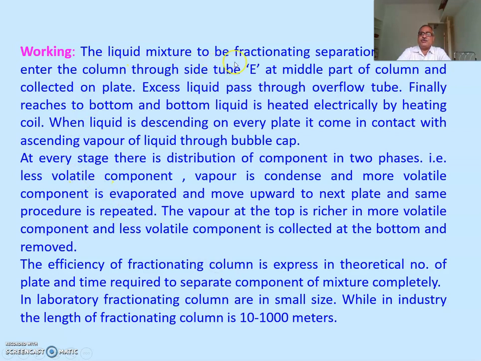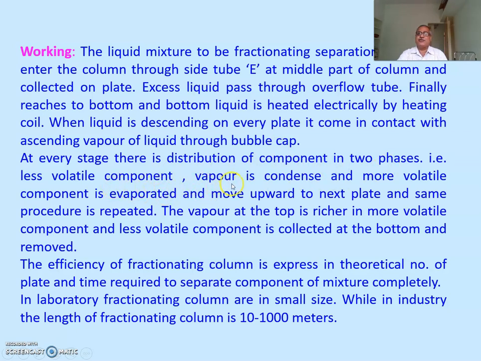The liquid mixture to be fractionated is allowed to enter the column through side tube E in the middle part of the column, and it is collected at the plate, and the excess liquid passes through the overflow tube and finally reaches the bottom of the fractionating column. The liquid is heated by the heating coil, and when the liquid is converted into vapor phase, the vapors ascend, while the liquid descends on every plate. It comes in contact with the ascending vapor through the bubble cap. At every stage there is a distribution of components in two phases.